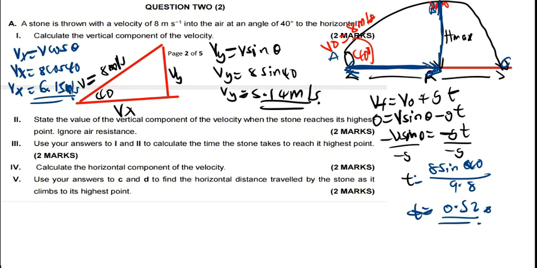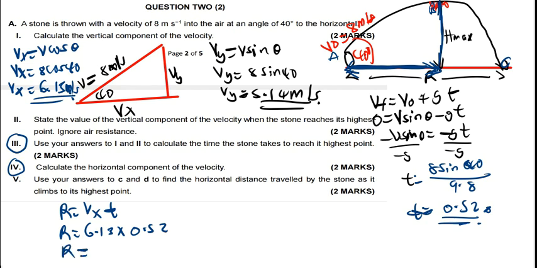So it's basically the same thing where I'm going to say the range is equal to Vx times t. Now the time is the same time, which is why the question specified using the answers from part 3 and 4. The time we found there is 0.52, and Vx is 6.13. So it's just a matter of plugging in the values: 6.13 times 0.52. So the range will be equal to 3.19 meters.